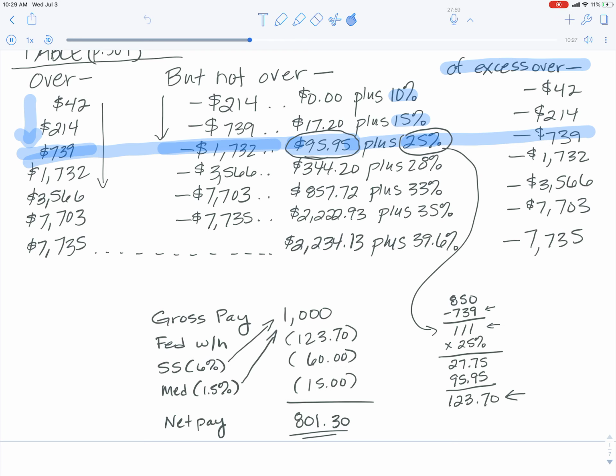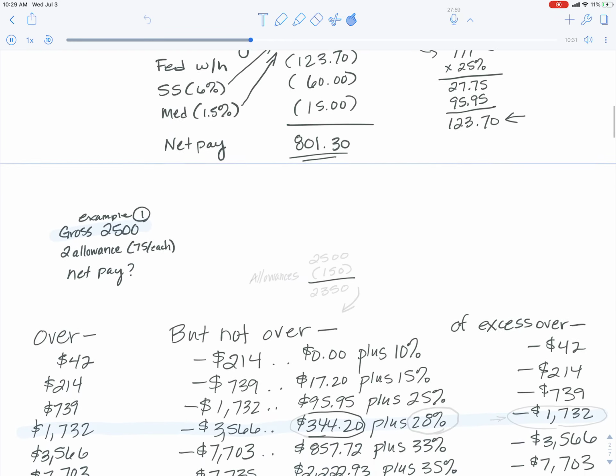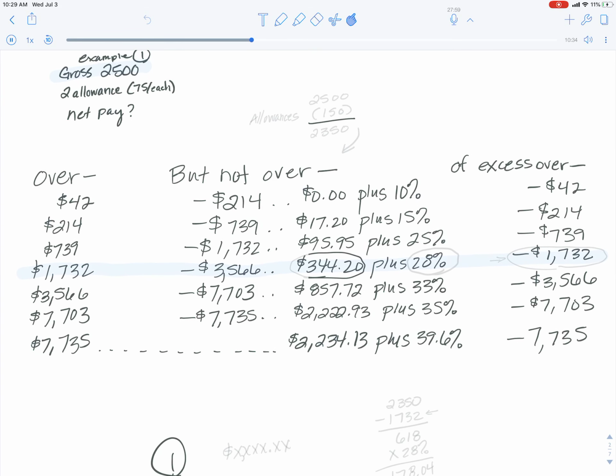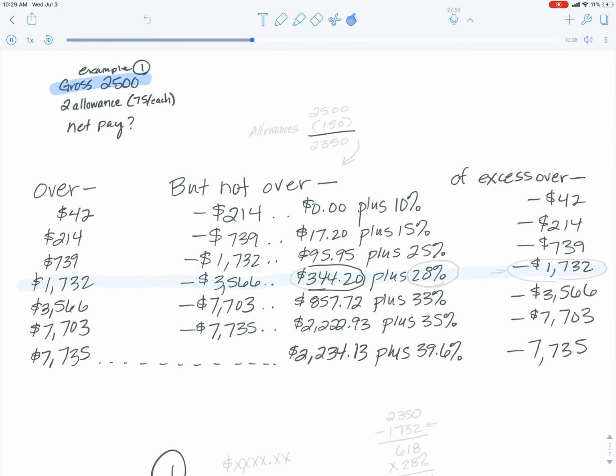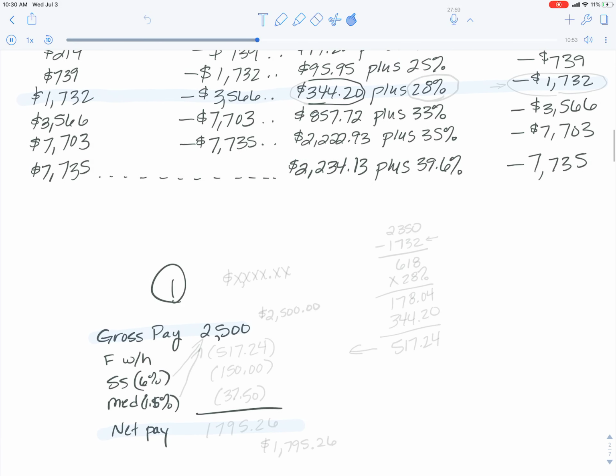Let's do another example. Okay, so let's say in this example, we have gross pay is $2,500. Must be a salaried employee. It's given to us. They get $2,500 every paycheck. They have 2 allowances that are worth $75 each. How much is their net pay? Okay, so the first thing that we can do is say our gross pay is $2,500.